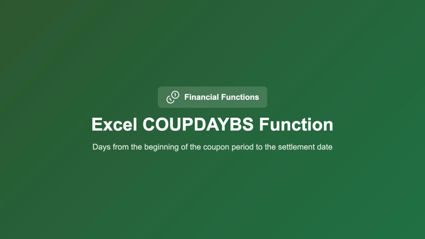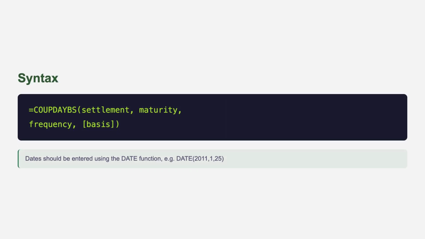Excel COUPDAYBS function. This function returns the number of days from the beginning of the coupon period to the settlement date. The name stands for coupon days before settlement. The syntax is COUPDAYBS with parameters settlement, maturity, frequency, and an optional basis. Dates should be entered using the date function for best results.